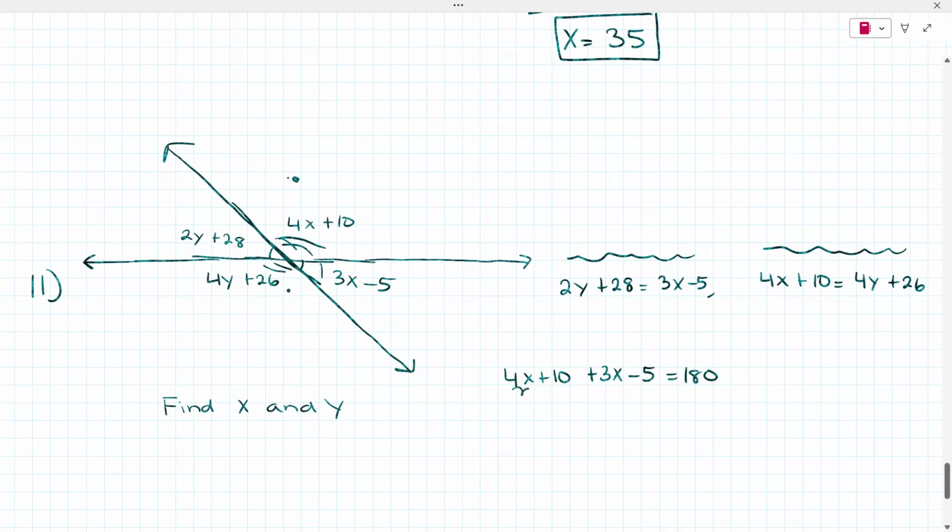Collect like terms: 4x plus 3x is 7x. And then what's 10 minus 5? 5. It's 180. And then subtract 5 from both sides. You get 7x equals 180 minus 5, which is 175. Divide this by 7. You get x equals 25.